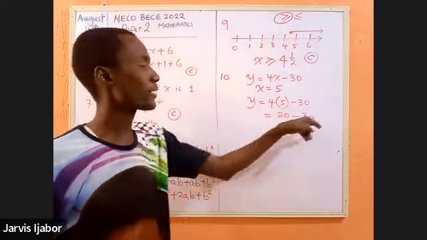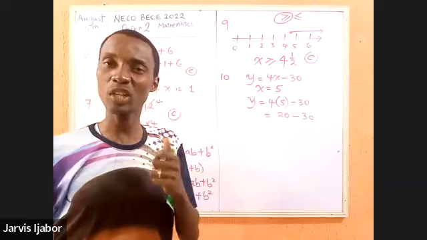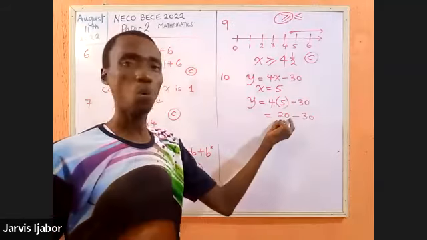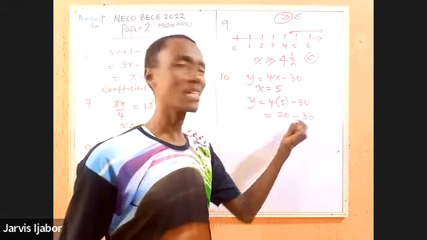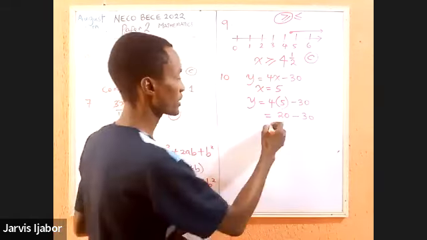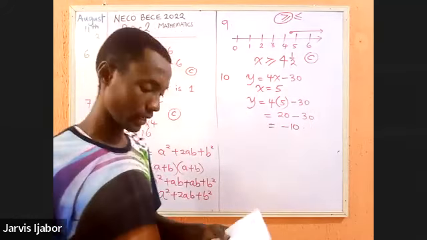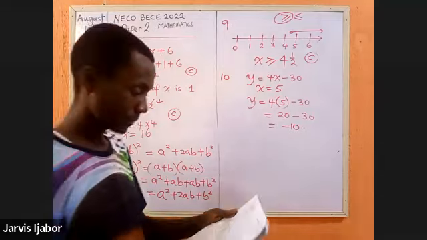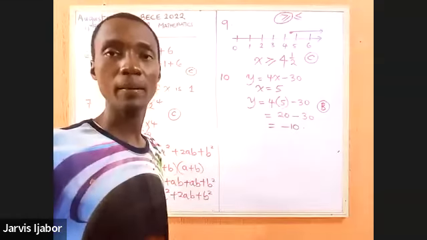So 20 minus 30 is what? We know that 30 minus 20 will give me 10. But because what I have is less than what I want to take away, my answer will be negative. So the answer becomes negative 10. And that's for question number 10. The option obviously will be B. So we'll pause here.